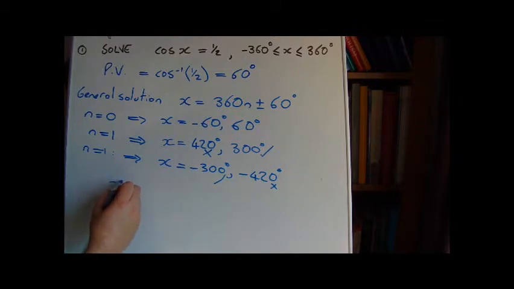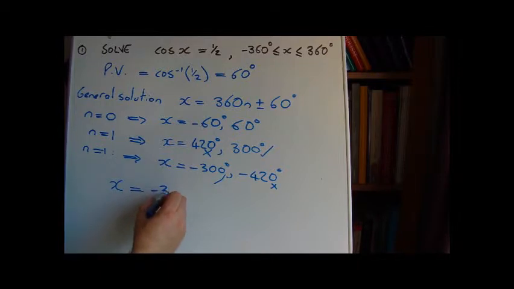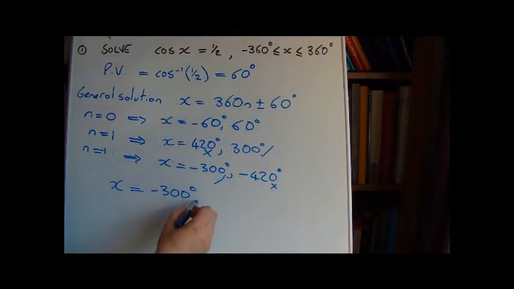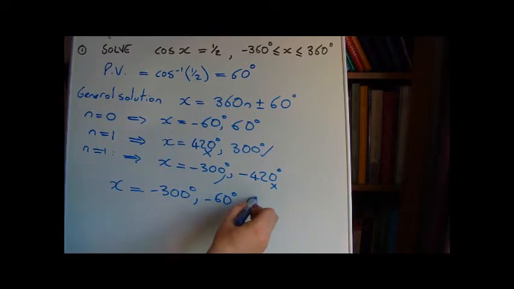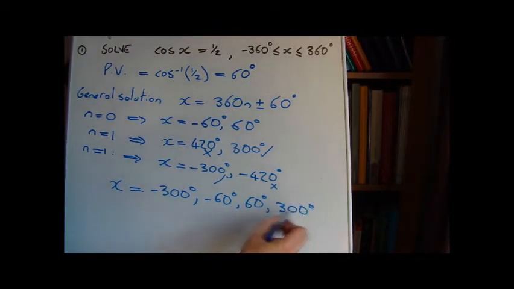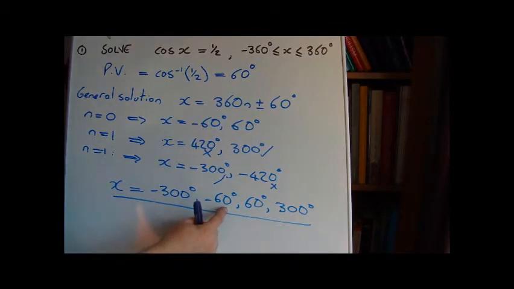So we'll write out our solutions from the smallest to the biggest. So the only solutions we found were minus 300 degrees, minus 60 degrees, 60 degrees and 300 degrees. 4 solutions. You can check they're correct by substituting them back into the original equation and proving that they're equal to a half.